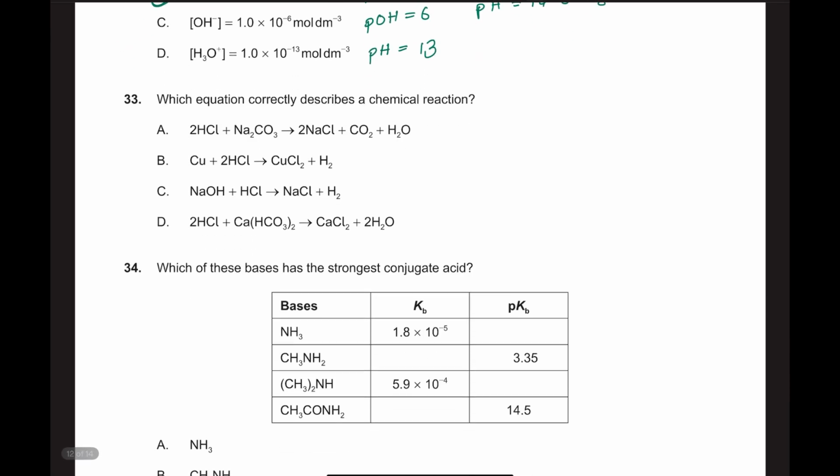33. Which equation correctly represents a chemical reaction? So we need a proper chemical reaction in this case.